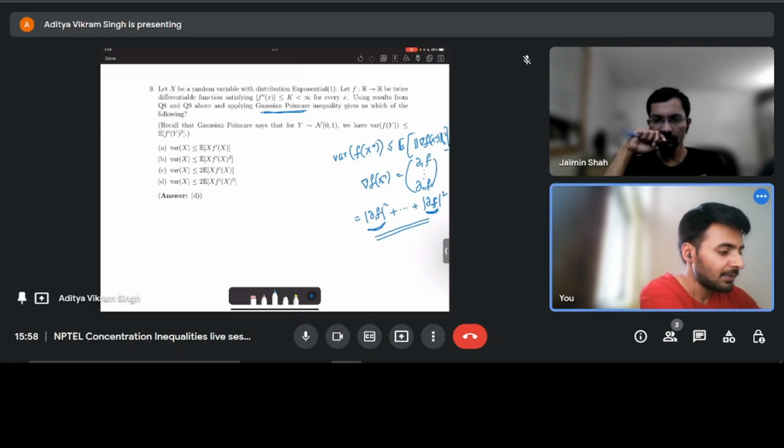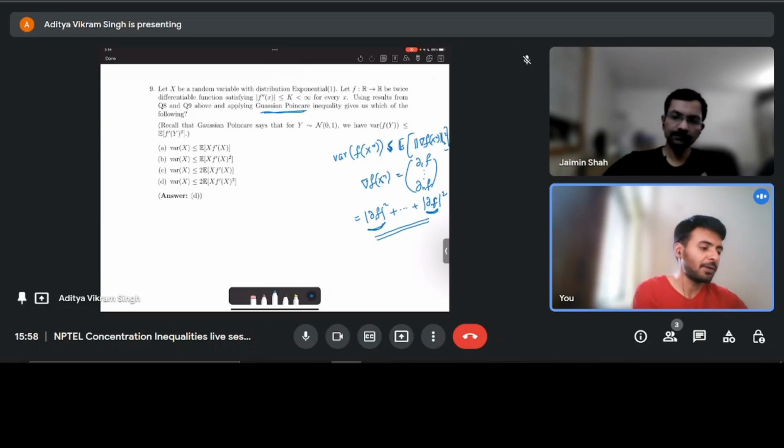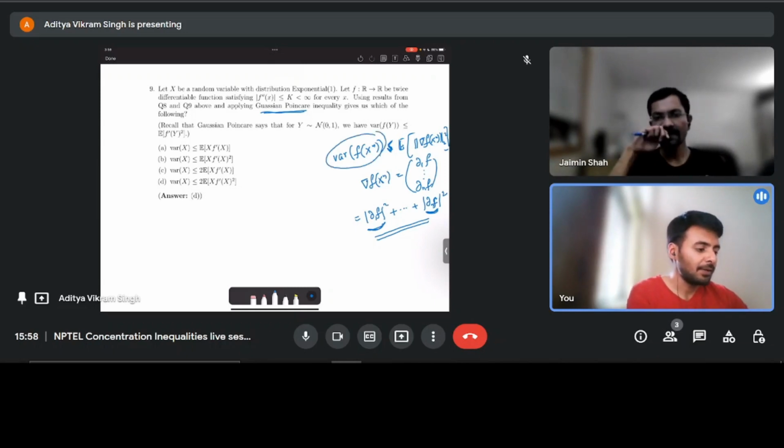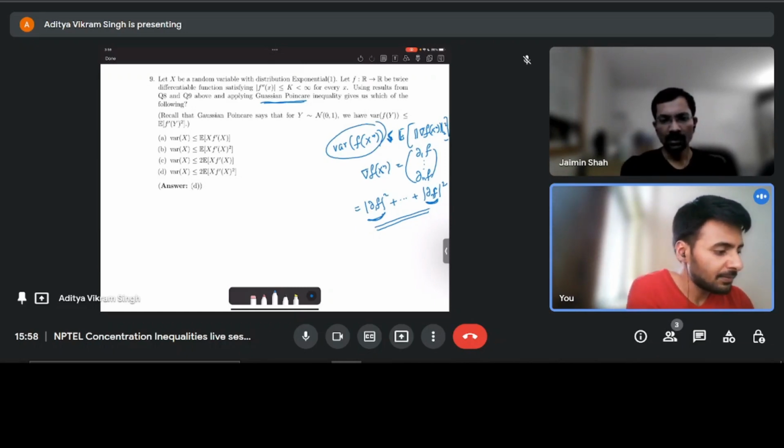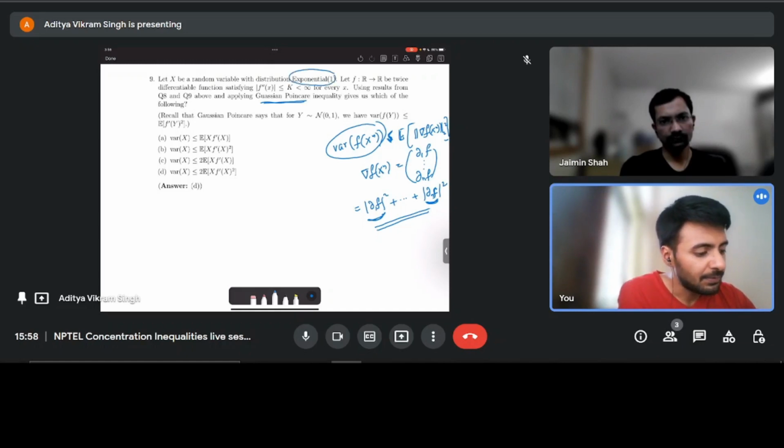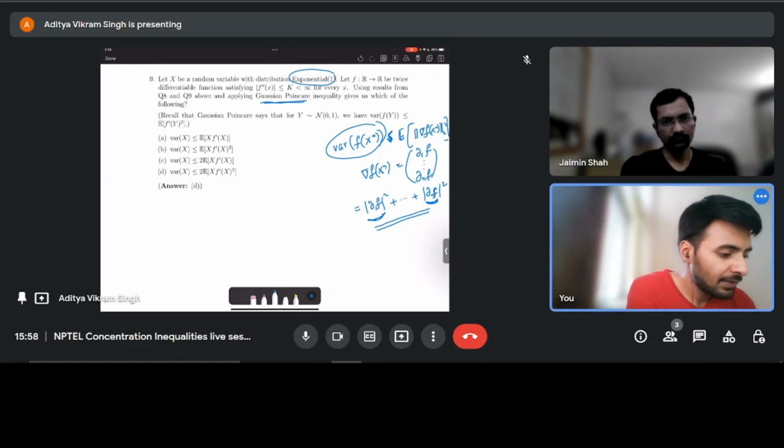And so the Poincare inequality is this. You want to compute the variance of the entire thing: compute the variation with respect to each quantity and take the expectation. So this is another manifestation of Efron-Stein. And so you have Gaussian Poincare, and this question asks you to compute the Poincare inequality for the exponential. So what would be the thing for the exponential random variable?